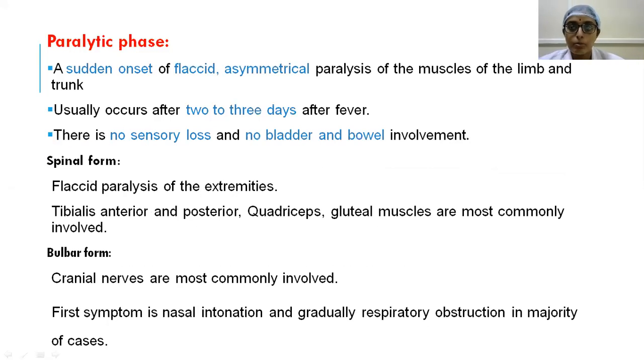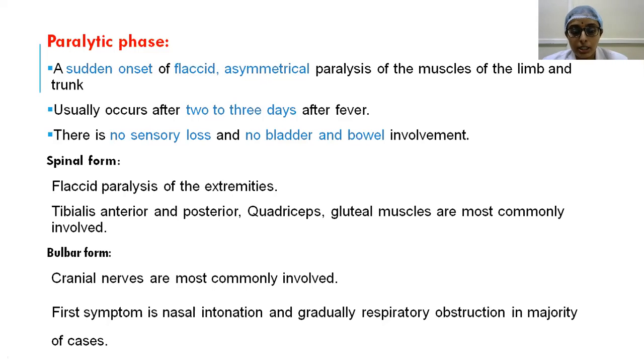Coming to paralytic poliomyelitis, there will be a sudden onset of flaccid paralysis because of the lower motor neuron type. You will have flaccid and asymmetrical paralysis: one side of the body or asymmetric muscle involvement, depending on which anterior horn cells are affected. So there will be asymmetrical paralysis of the muscles of the limbs and trunk. The paralytic phase usually starts 2 to 3 days after the onset of fever. As I told earlier, there will not be any sensory loss, and bowel and bladder involvement is also not seen.